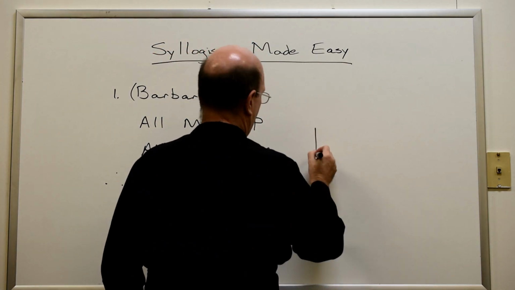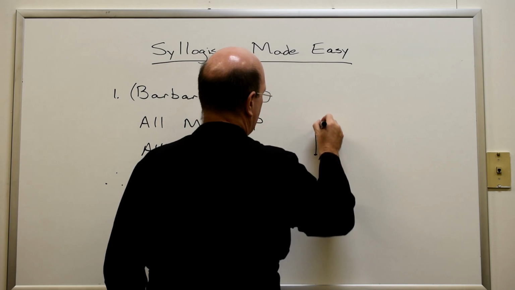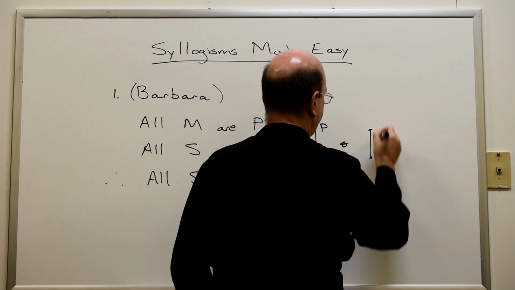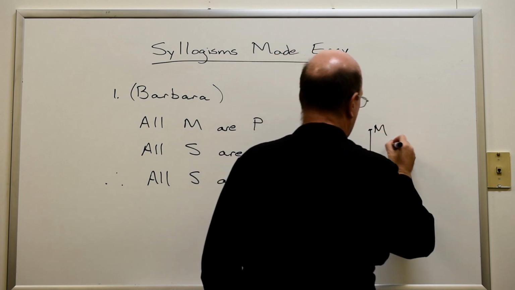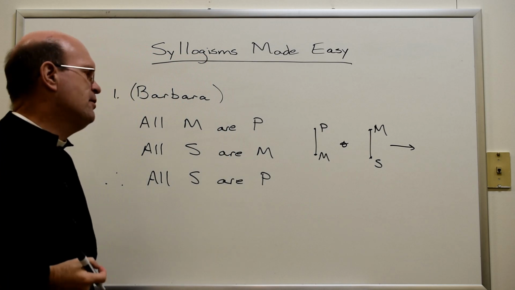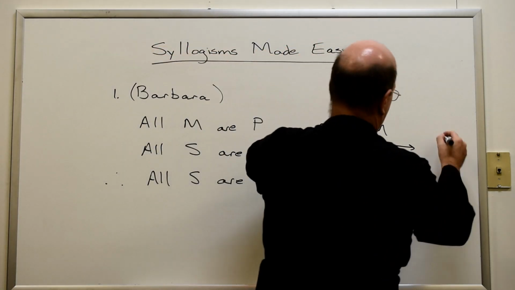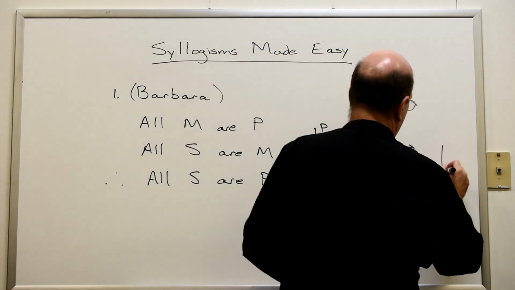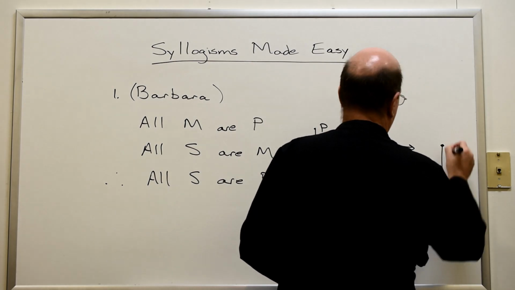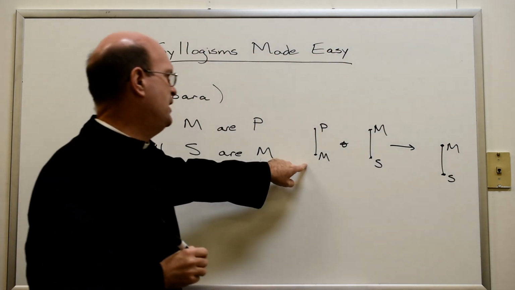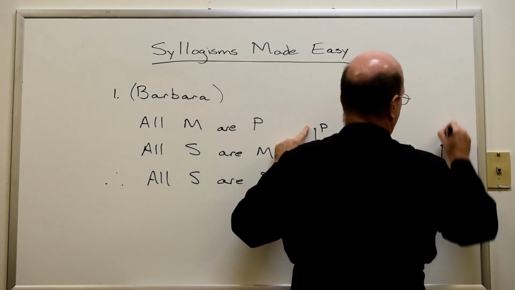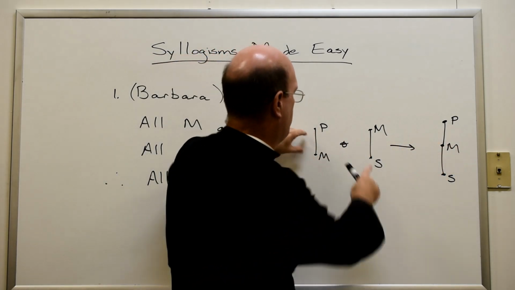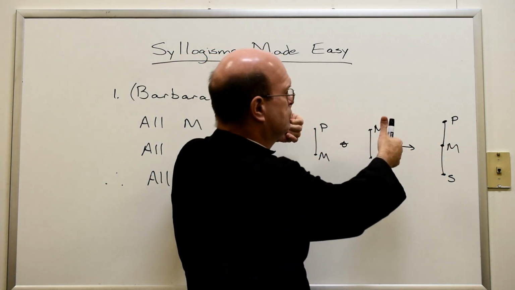Well, let's see, all M are P is this. And then all S are M is this. And so when we put these two together, well, S is below M. So usually when we do these, you may as well just copy one of the diagrams. S is below M, but then this one tells us that M is below P, so P has to be up here. So this is a model that has both of these assumptions, which is good.